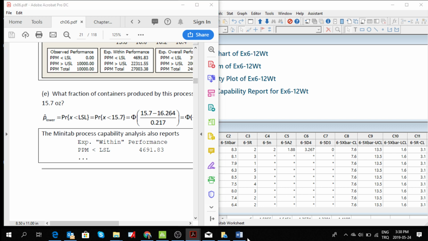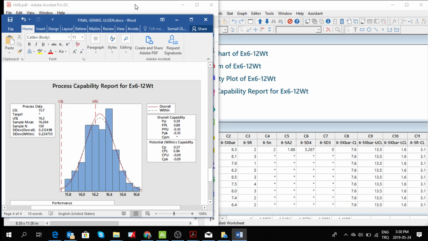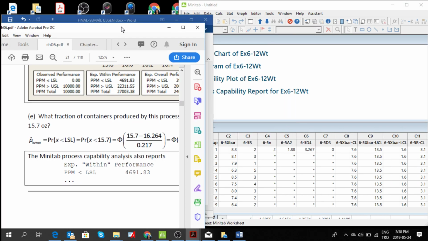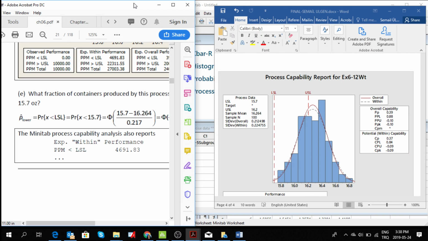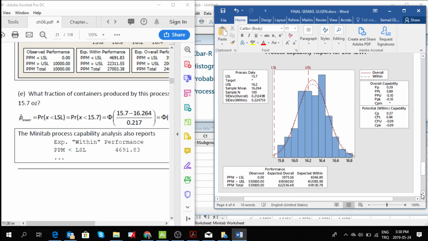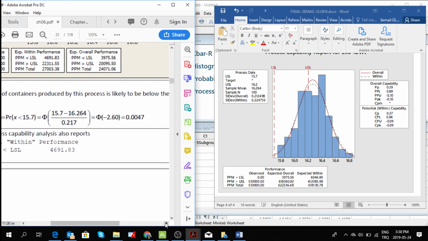Where's our table? It should be here. Save it here. Okay. So we have this standard deviation. And then the sample mean is 16.264, and then we look at the phi value of that. This is approximately this much.